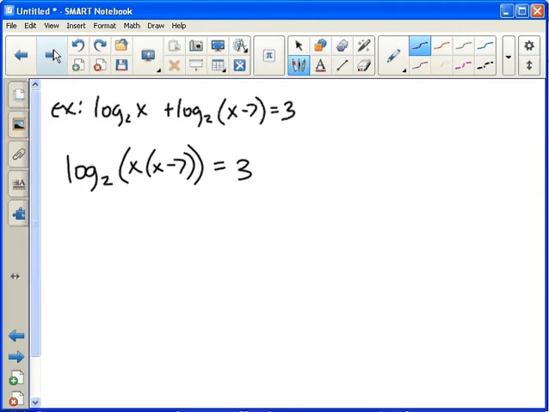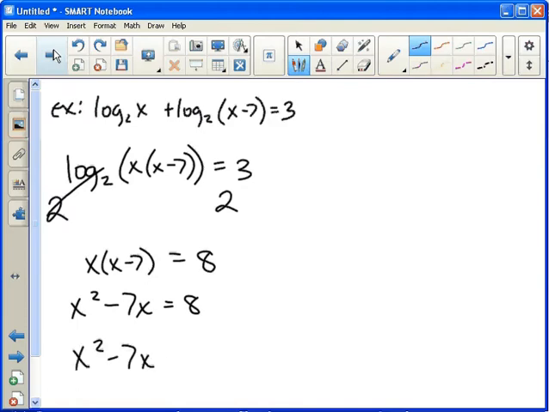Okay, now that there's just one single log, since it's base 2, I can cancel it out with 2. So I make both sides powers of 2, and then 2 cancels out with log base 2 and gives me x times x minus 7, and 2 cubed is 8. Alright, now this one is going to take a little more work. We're going to have to distribute the x, and then subtract the 8 over.